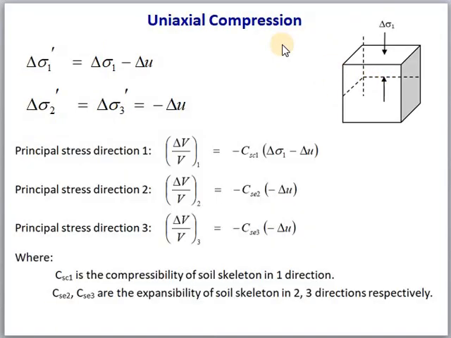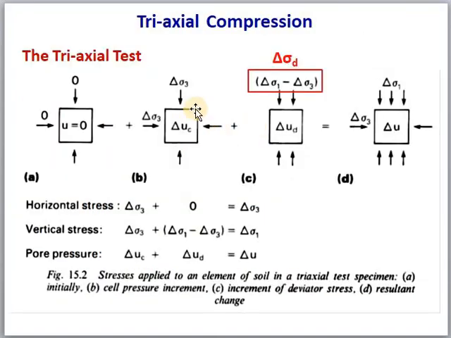So I already explained that in uniaxial compression you are applying the stress increment in one direction and excess pore pressure will be in the other direction. Due to this stress increment, definitely there will be development of excess pore pressure in the other directions. Now let us see a case of a triaxial test. So in a triaxial test, initially you are not applying any stress. So definitely the pore pressure is 0. That is, there is no excess pore pressure.